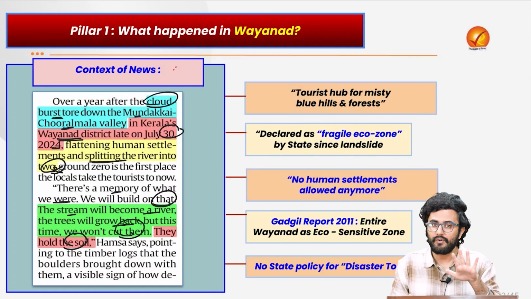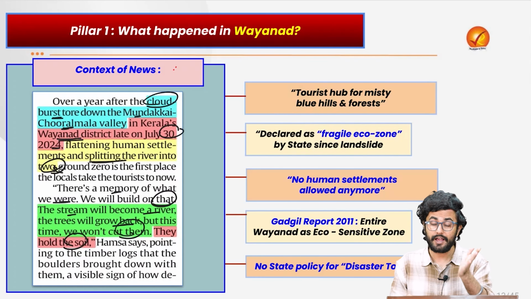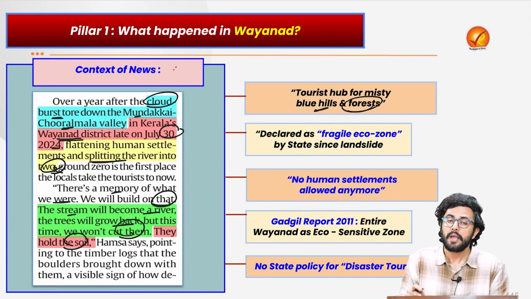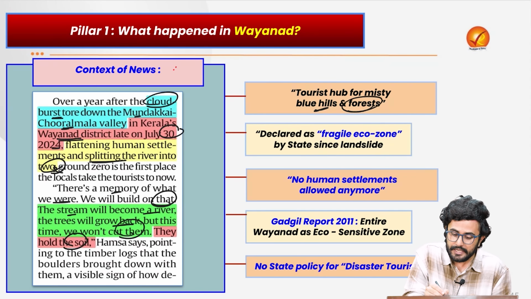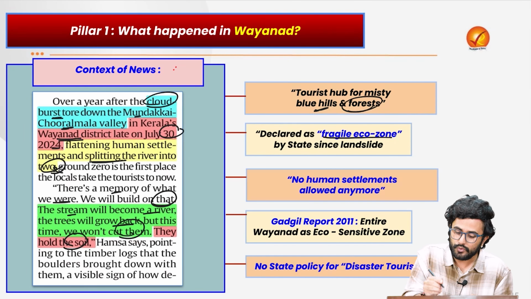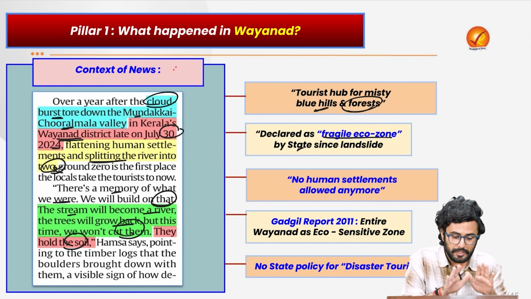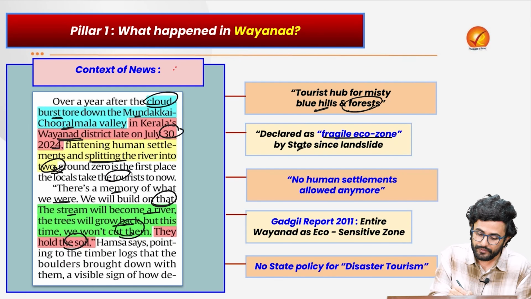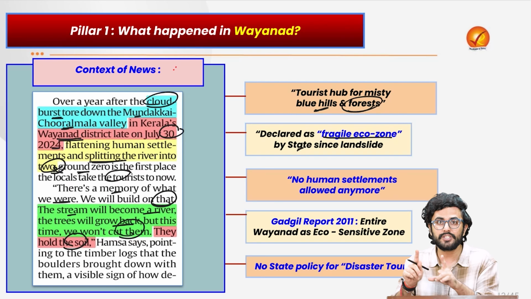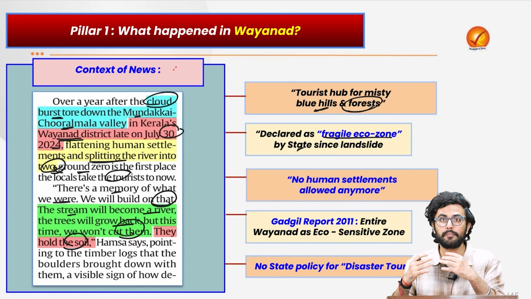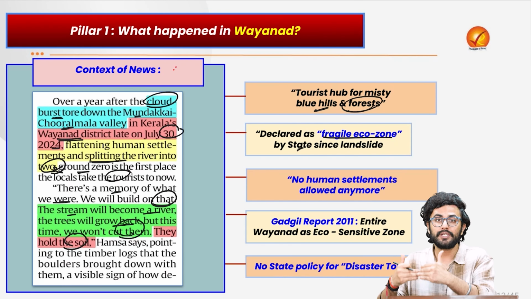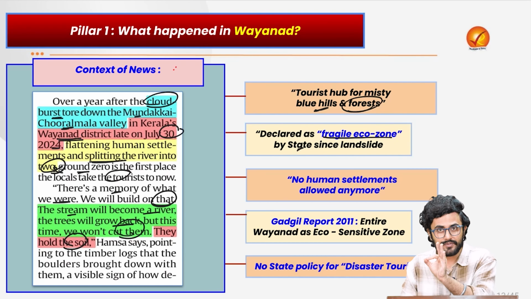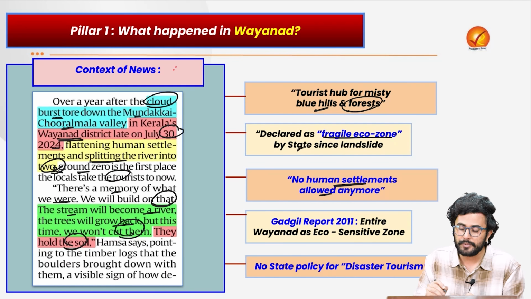In the area of Wayanad, it earlier used to be a tourist hub for its misty blue hills and forest. But now, after the landslide disaster which took place, it has been declared a fragile eco zone by the state. Thus, what these people have done is they have made it a ground zero. They take the tourists first to this ground zero to show the disaster which occurred there, to sensitize people about anthropogenic activities and how they are causing such an increase in disasters. In this area, after being declared a fragile ecozone, no human settlement is possible anymore.